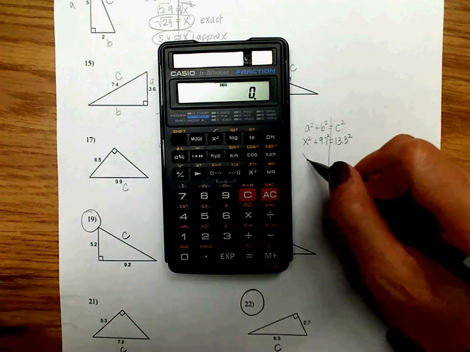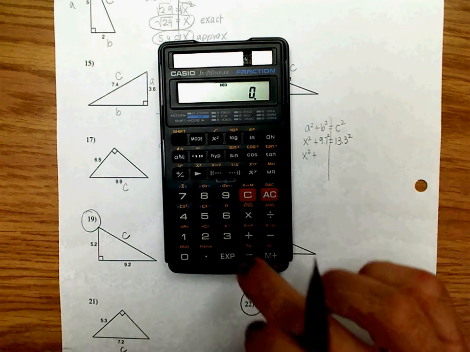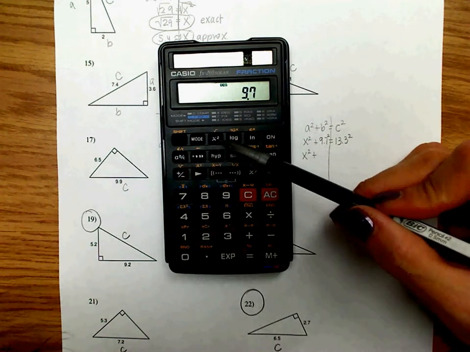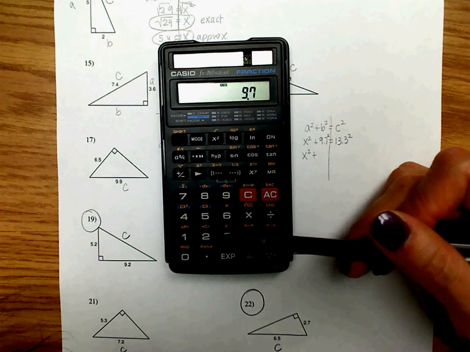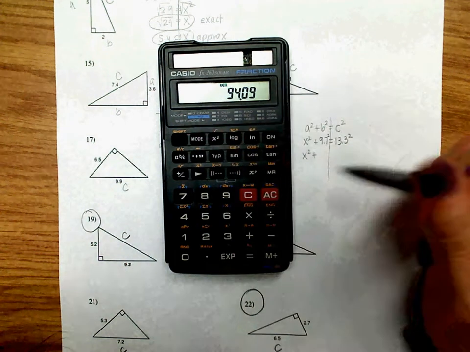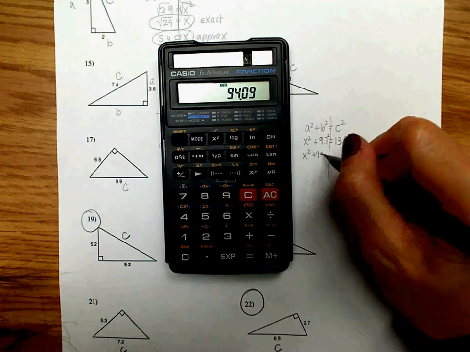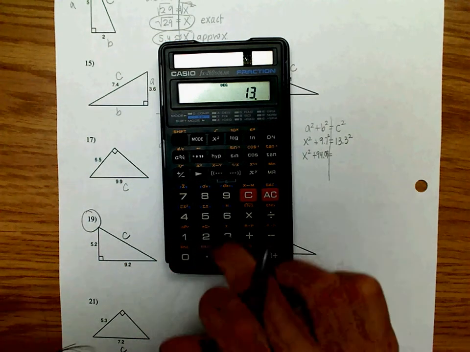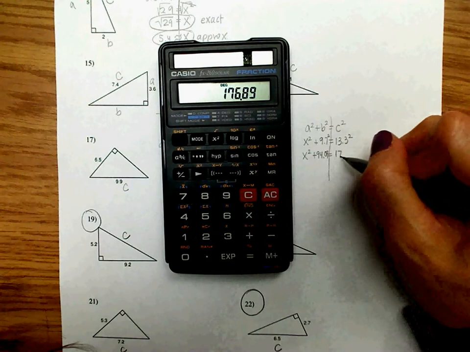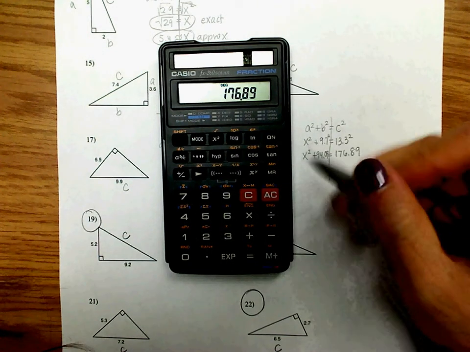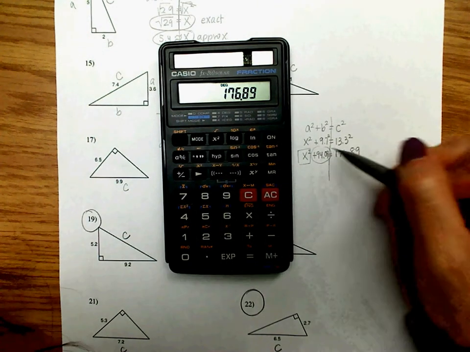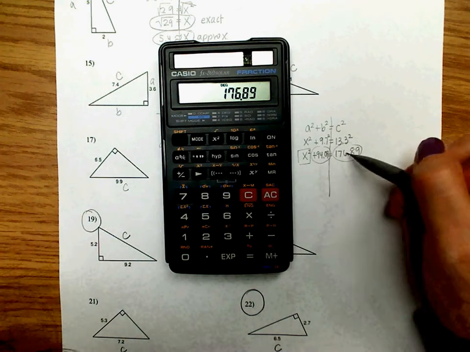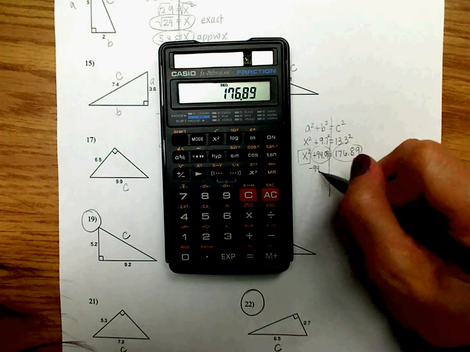So x squared plus now 9.7 squared. You can use this button to square it, or x to the y, or just multiply it by itself. I'm going to press the x squared button. That gives me 94.09 equals 13.3 squared, which is 176.89. If you think about this, you have a variable term, a constant, and a constant. You cannot add those together because they're on different sides of the equals. So you need to subtract.